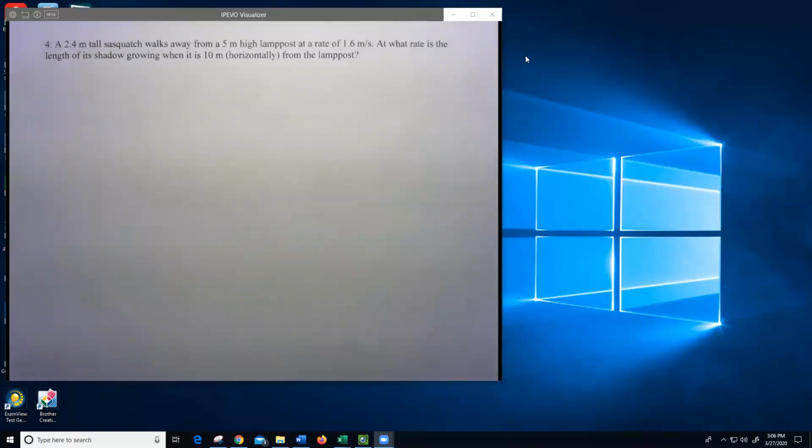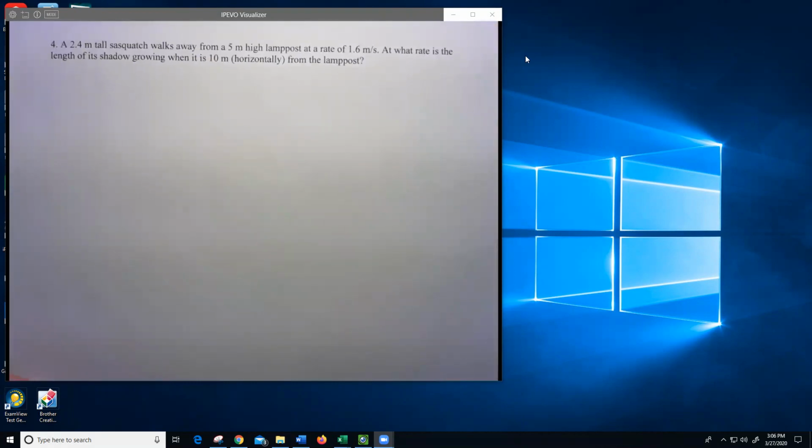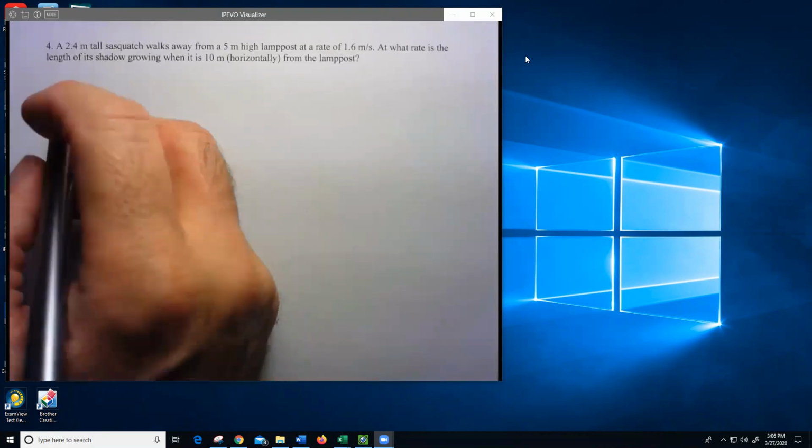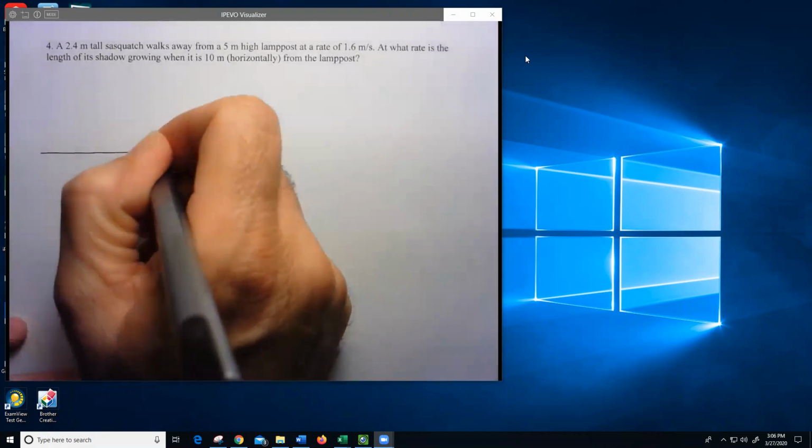Okay, folks, so we're back here. So we've got a 2.4 meter Sasquatch who walks away from a 5 meter lamppost at a rate of 1.6 meters per second. At what rate is the length of the shadow growing when it is 10 meters away? Okay, so here notice that it's specifically saying horizontally from the lamppost. All right, so again, I think drawing a diagram here is going to be helpful.